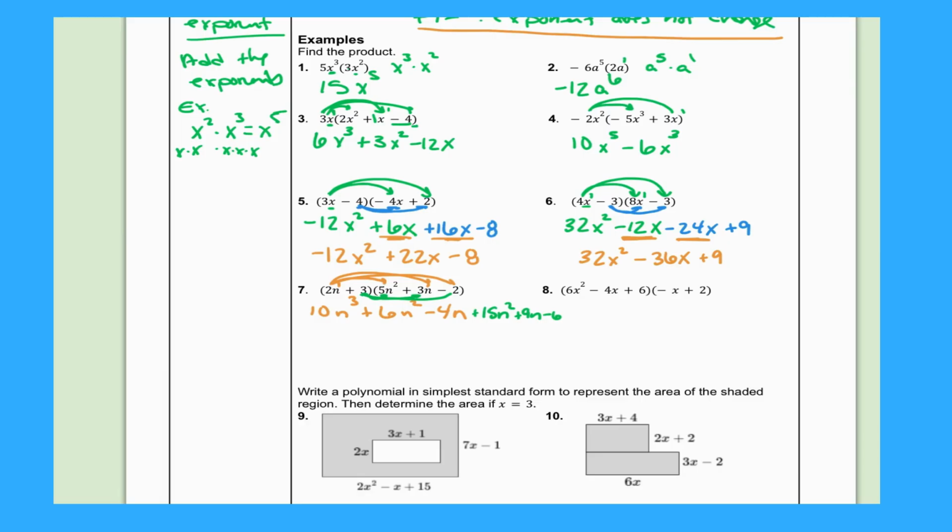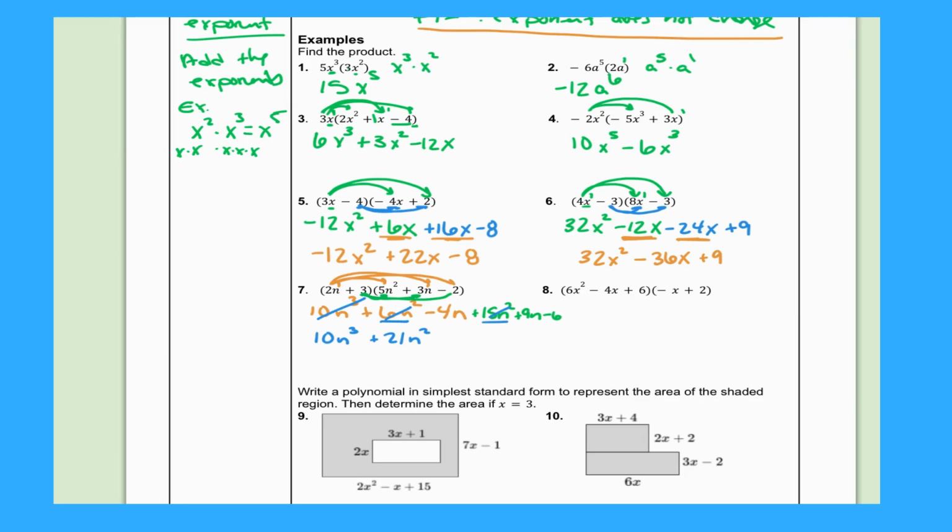So I'm going to start with just my biggest exponent, 10n to the third. And there's no other n to the third, so it's going to stay 10n to the third. So that term's done. I do have some n squared, so it's 6n squared and 15n squared. And that's going to make 21n squared, because remember, when we're adding and subtracting, we're not changing those exponents. So then those terms are gone.